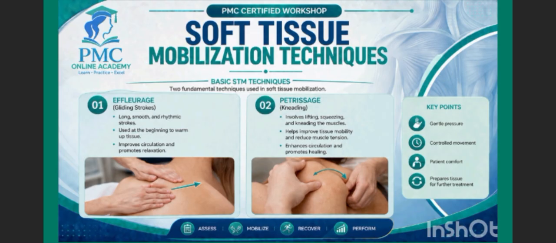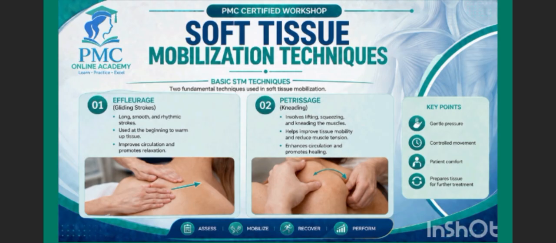Now let's compare these two techniques, Effleurage and Petrissage. Effleurage is light, smooth gliding strokes, and Petrissage is kneading and squeezing movements. Effleurage is mainly used for warming up tissues, and Petrissage targets deeper muscle layers. Effleurage promotes relaxation and circulation, while Petrissage reduces muscle tension and improves tissue flexibility.